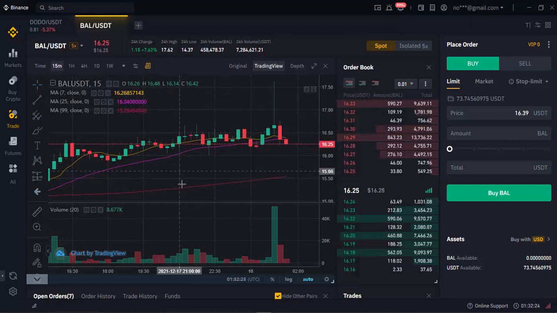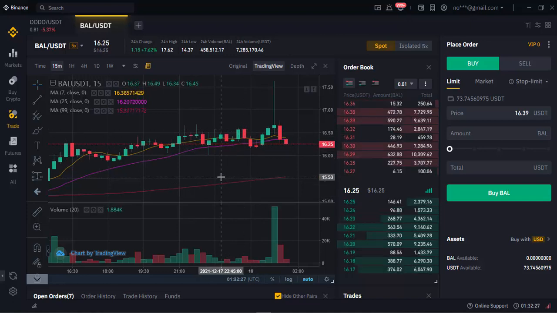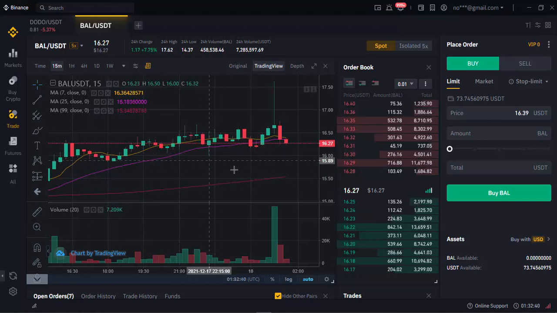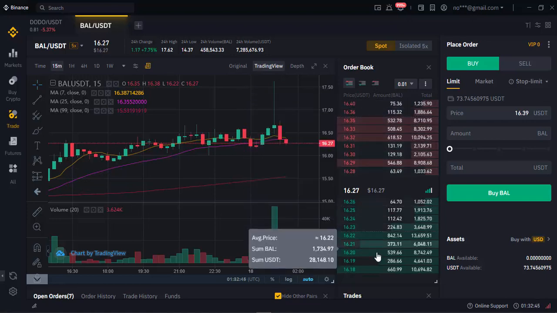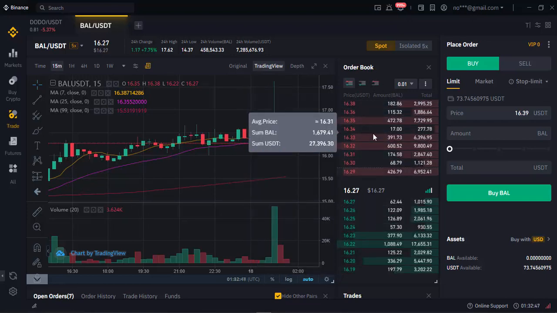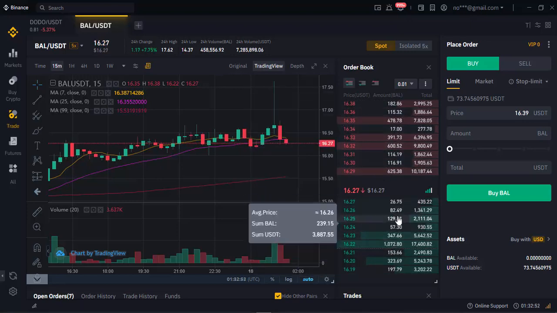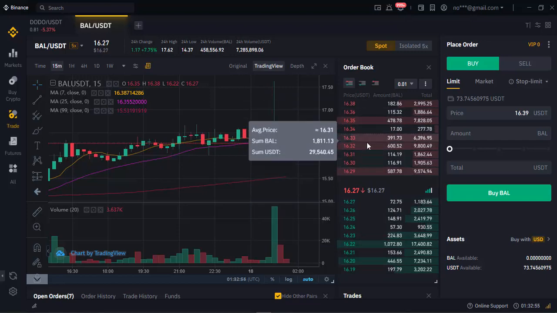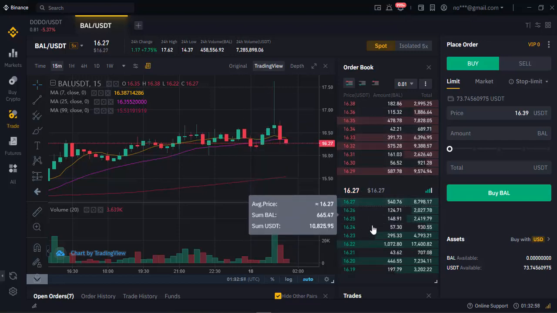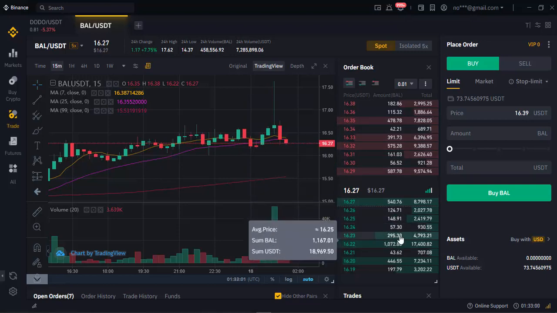So mainly here is the chart where you monitor the price range of a particular coin, whether it's going up or down, and also, if you know technical analysis, here is where you do your technical analysis. All right, so here is the order book. In the order book, we have those that are asking and those that are bidding. Those that are asking are those that want to sell, and those that are bidding are those that want to buy.